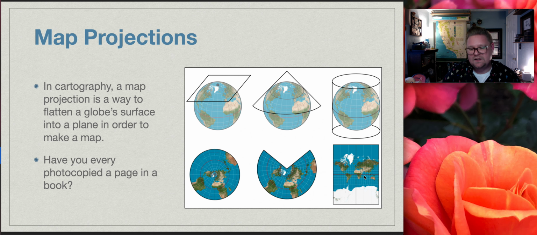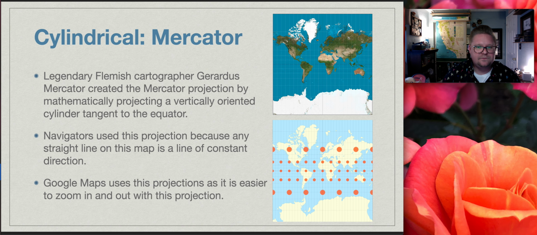This is a good way to make a map along a great circle. We use a cone to make maps along smaller circles, and then we can use the azimuthal or planar projection to do points. So let's look at each one of these a little bit more specifically.